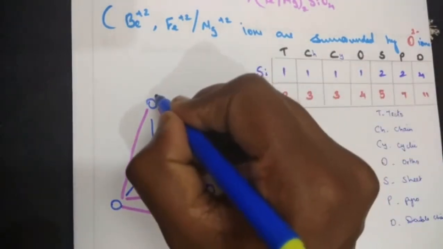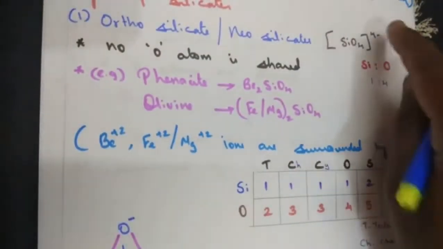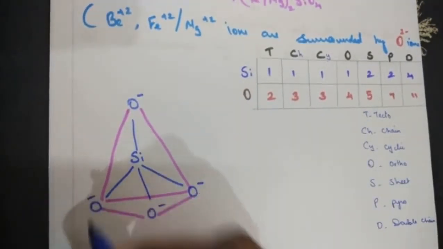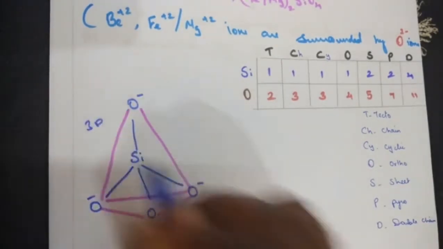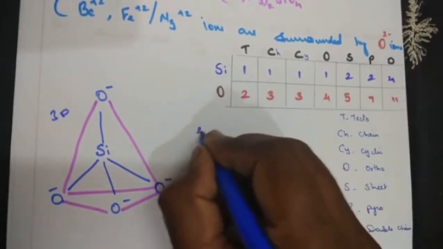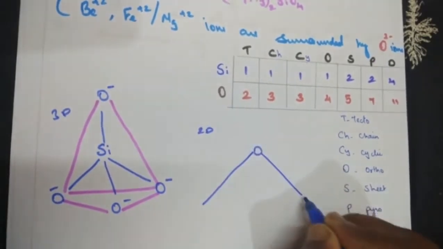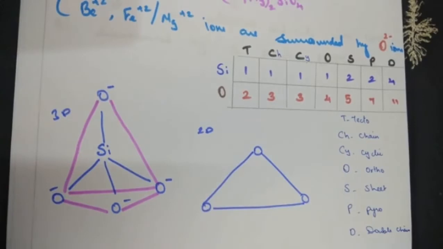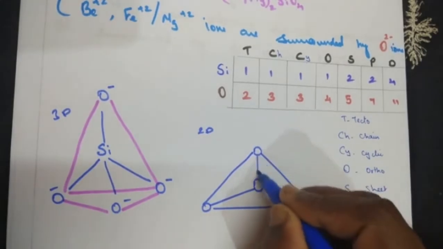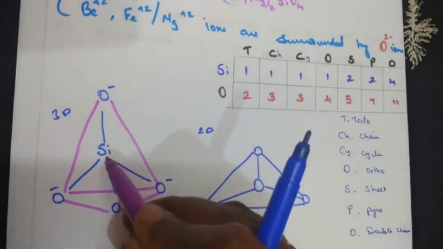So the charge of it will be, how many charges have we taken? SiO4 charge is -4. So the charge of oxygen is minus, minus and minus. This is the 3D shape of orthosilicate or neosilicate. Moving on to the 2D shape of it. Here, let's draw a triangle with the oxygen on the 3 vertices. Now, we need to show the oxygen behind the plane. Let's take it right in the middle.